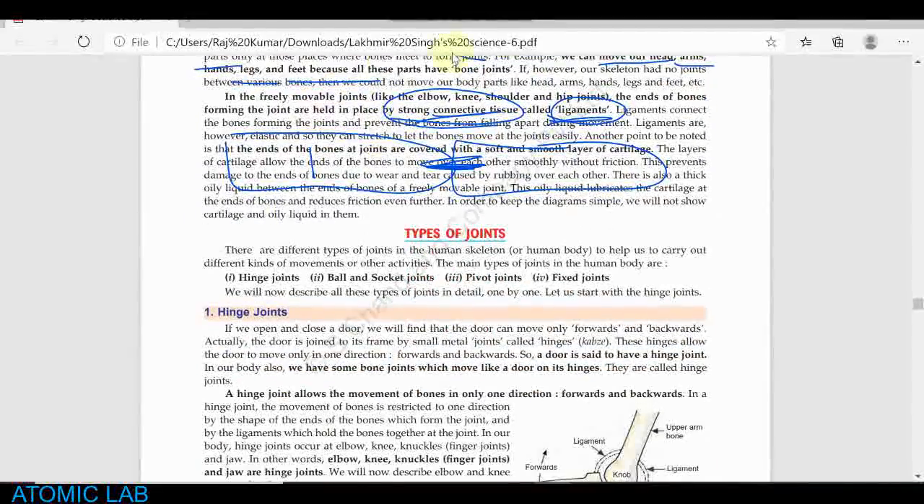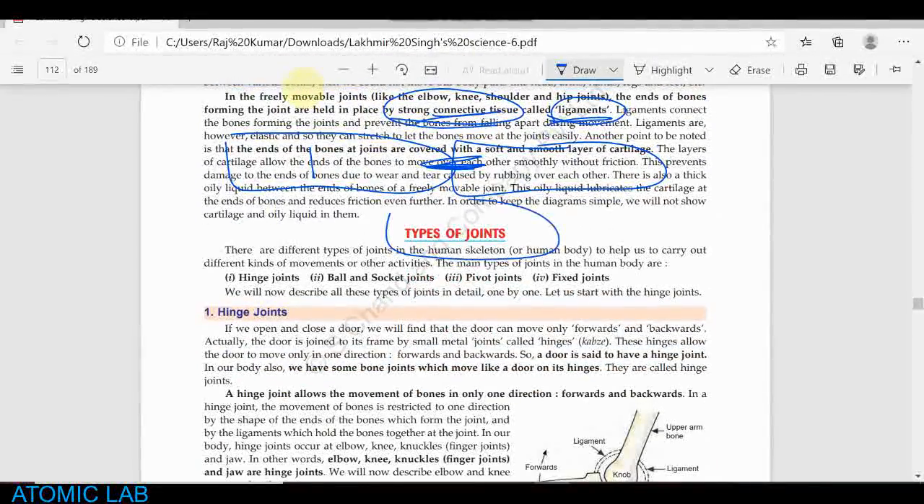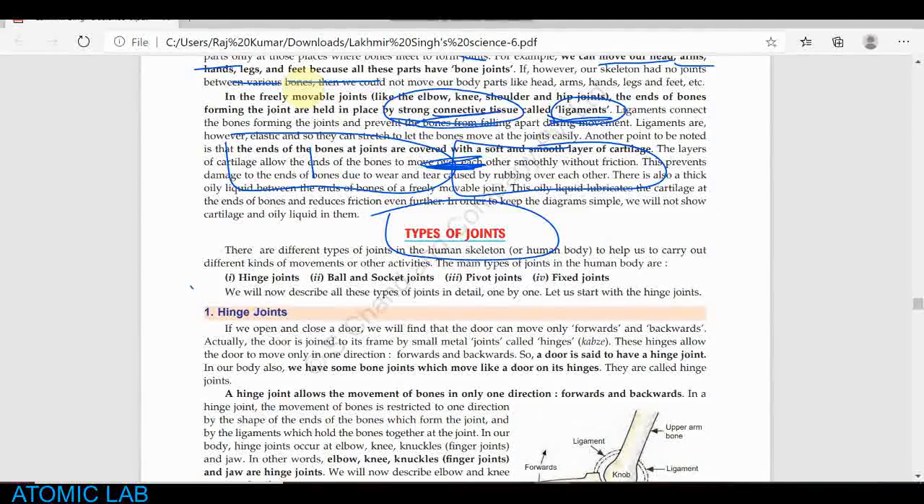Now firstly we classify the different types of joints. We will classify them into four groups. One is the hinge joint, second is the ball and socket joint, third is the pivot joint, fourth is the fixed joint. So firstly we start with the hinge joints.